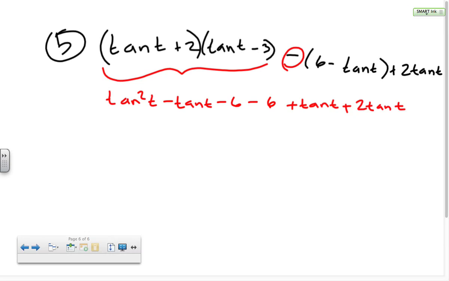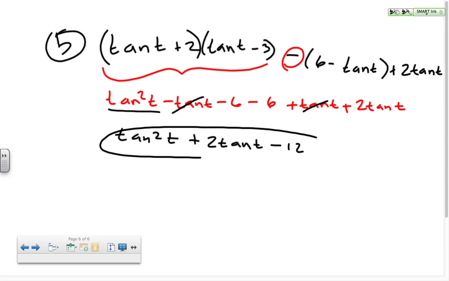You'll notice here that I only have one squared term, so I'm going to write tangent squared t. Now I have a negative tangent t and a positive tangent t, those will cancel out. And I have plus 2 tangent t, and negative 6 and negative 6 is negative 12. All right, and that is as far as I can go. I can't really simplify that any further. All right, 2 more.